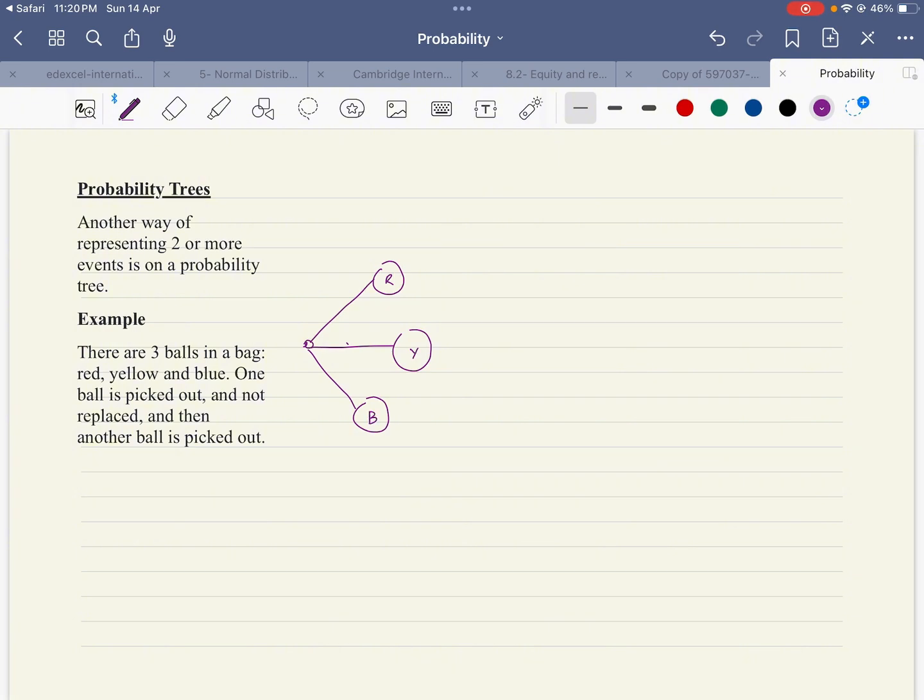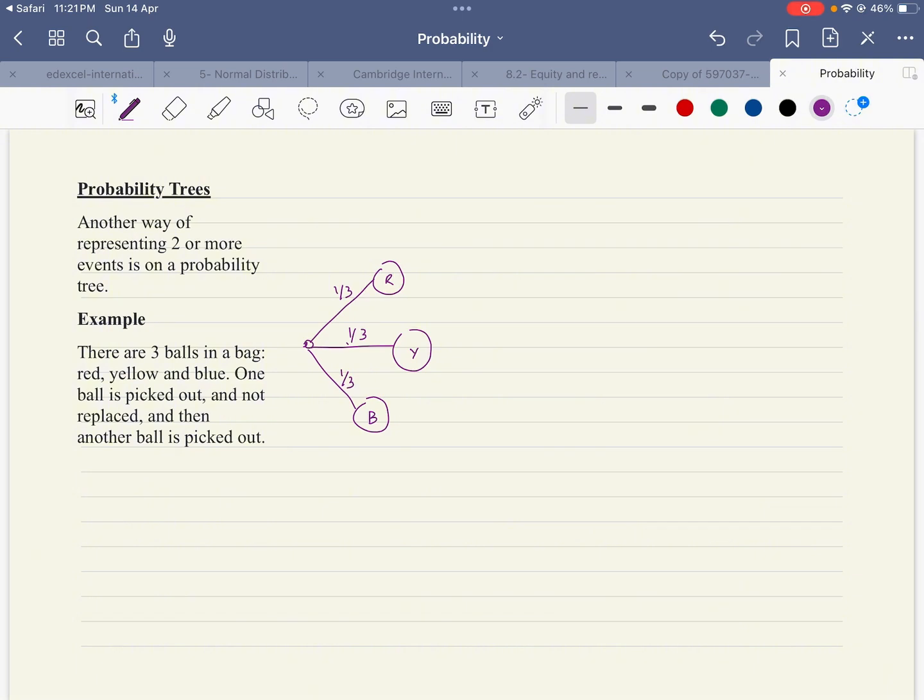Probability of all of them occurring is 0.33, or 1 upon 3. Instead of 0.33, I am going to write 1 upon 3. 1 upon 3 plus 1 upon 3 plus 1 upon 3 adds up to 1. Right? One ball is picked out and not replaced, then another ball is picked out. Now, either you will pick a red ball, or you will pick a yellow ball, or you will pick a blue ball, right? This is not replaced.